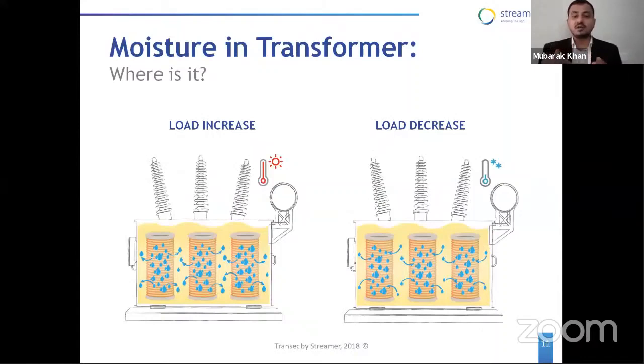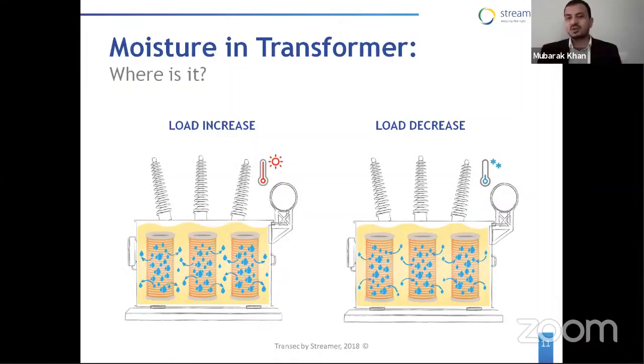Moreover, when the load increases, the temperature increases and the moisture absorption capacity of the oil increases. So there is an exchange of moisture from the paper to oil. The moisture goes from the paper to oil when the load or the temperature increases. Similarly, when the load decreases, the moisture absorption capacity of the oil reduces. At that time, there is an exchange of moisture from the oil to paper. So during this transition period, there is an exchange of moisture.